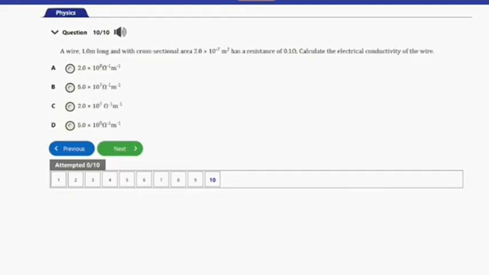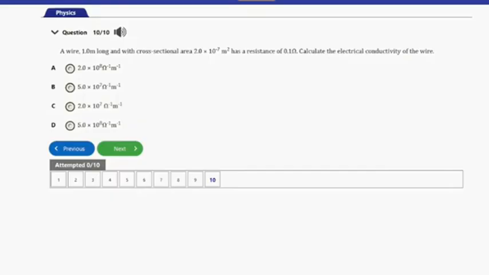It says, a wire 1.0 meters long and with cross-sectional area 2.0 times 10 to the power of negative 7 meters square has a resistance of 0.1 ohm. Calculate the electrical conductivity of the wire. So guys, we are looking for the conductivity. So let's recall that conductivity is 1 over resistivity. So where resistivity is resistance times area over the length.